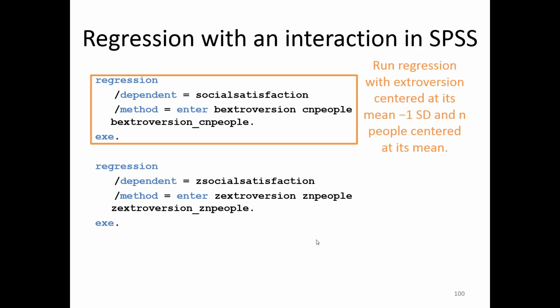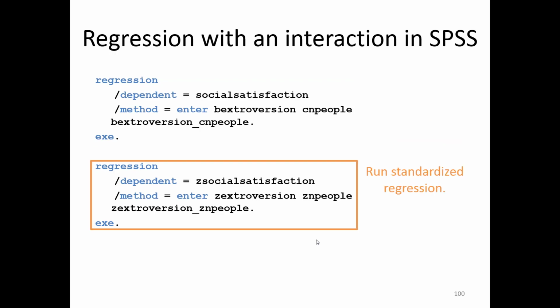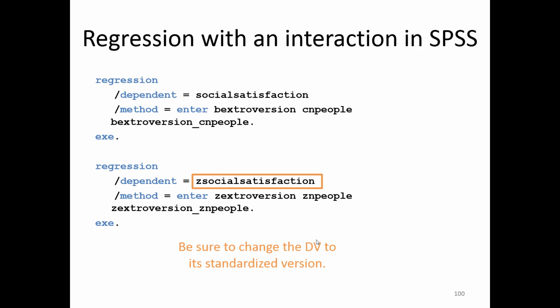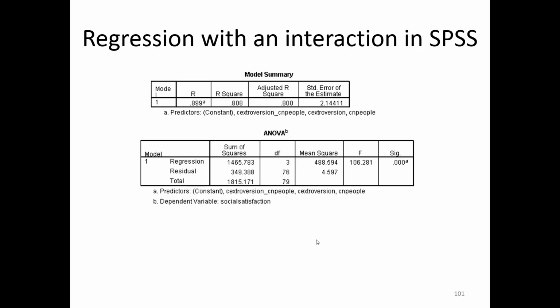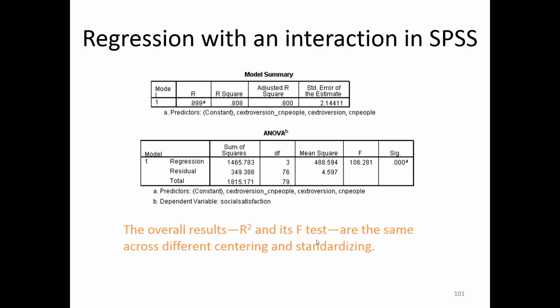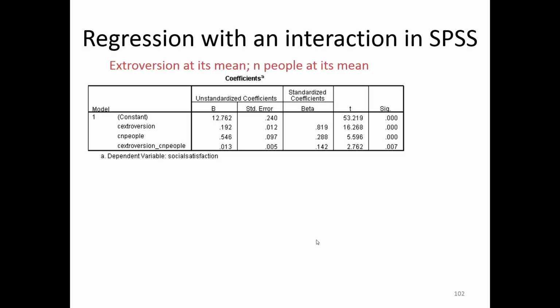Okay, and then these are our last two models. So extroversion centered at the mean minus 1 standard deviation, and then our standardized regression. Be sure to change the dependent variable to its standardized version. That's something that's different than in those other models. So the overall results, R squared and its F-test, are the same across different centering and standardizing.